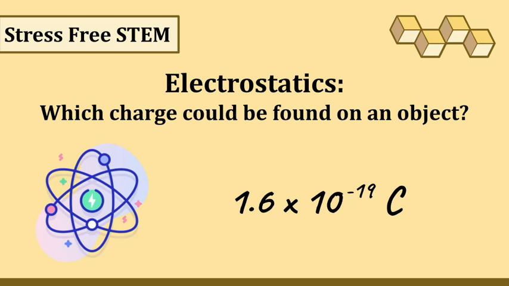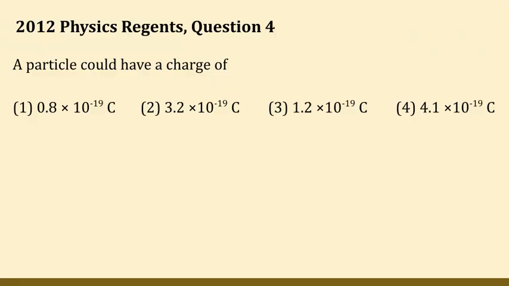Hi everyone. In this video we're going to be learning some more about electrostatics, and we're going to answer a common Regents question that asks which charge could be found on an object. Our example is from 2012, question number 4, and it says a particle could have a charge of, and then we have to pick which one of these is a possible charge that a particle could have.